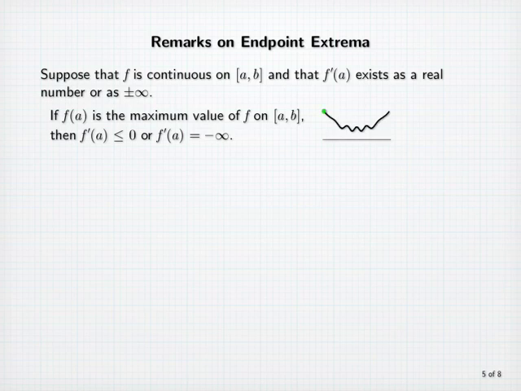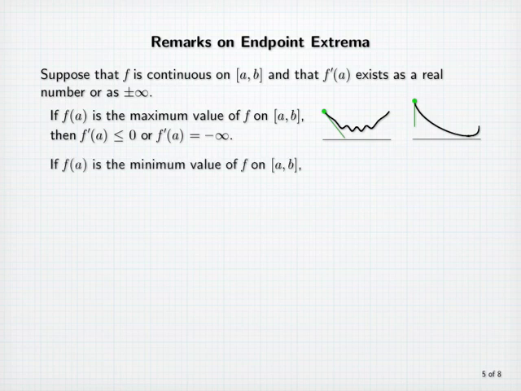Here's a picture that illustrates this. Notice that the value at the left endpoint is the maximum value of the function on the interval, and the slope of the tangent line there is negative. Here's another picture to illustrate this. The left endpoint value is again the maximum value on the interval, and here the value of the derivative at the left endpoint is minus infinity.